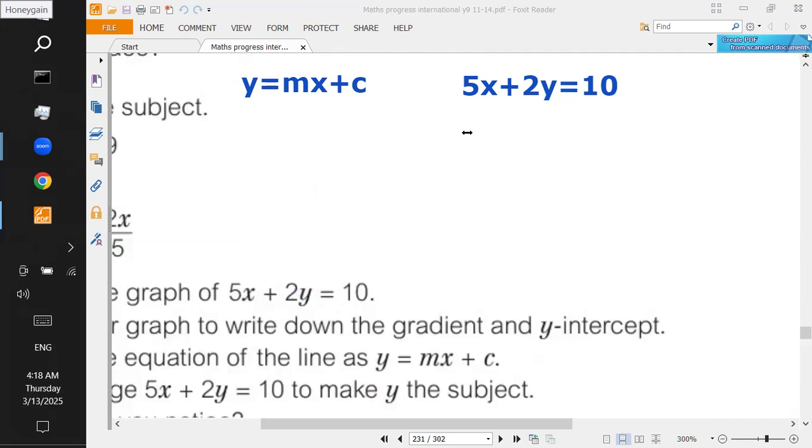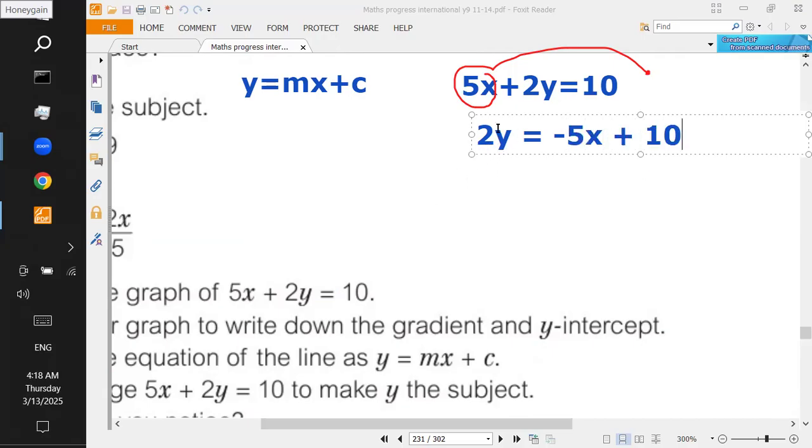So the first thing I do, I'm going to take the 5x to the other side, because I need to make y the subject. I'll end up with 2y equals negative 5x plus 10, like this. Now, that's the first step. I took the 5x, it was positive, and I made it negative on the other side.